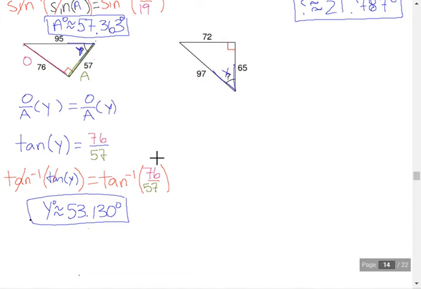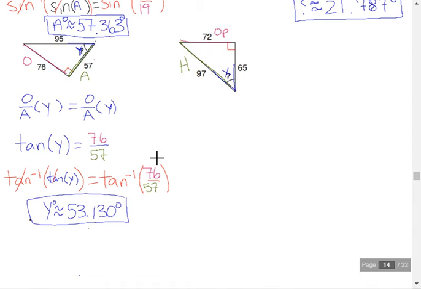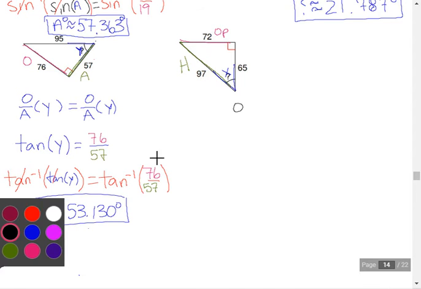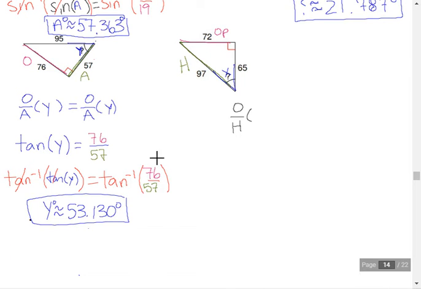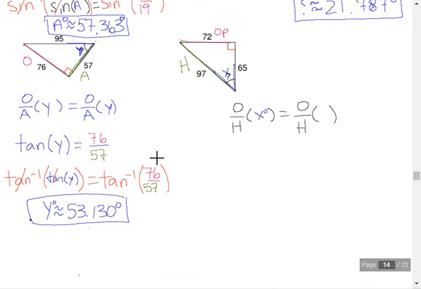Okay, I'll use my hypotenuse, 97, and let's use opposite. Let's get crazy. All right, so opposite over hypotenuse, that's going to be O over H for my reference triangle, and so O over H also for my actual triangle. So if my reference triangle uses the angle I call X, okay, so converting O over H, that gives me sine.